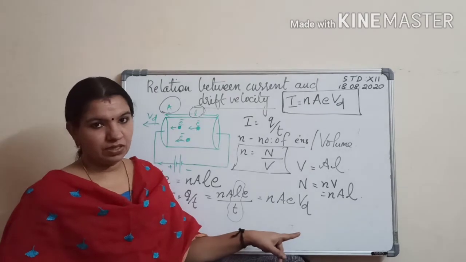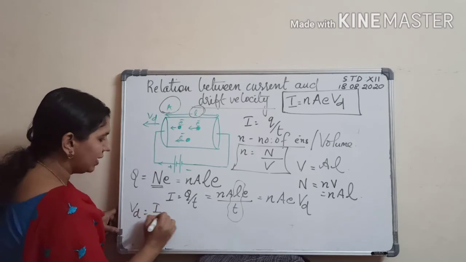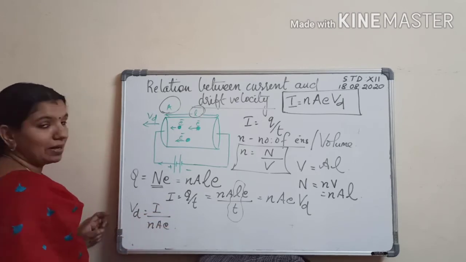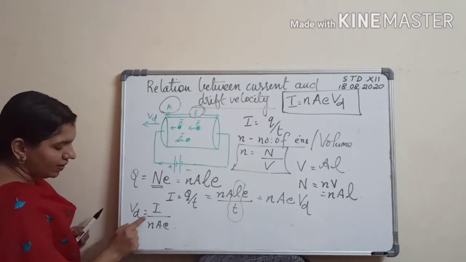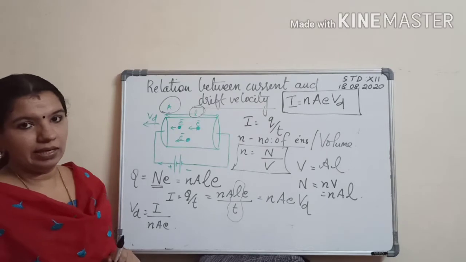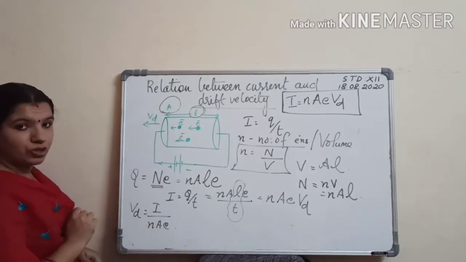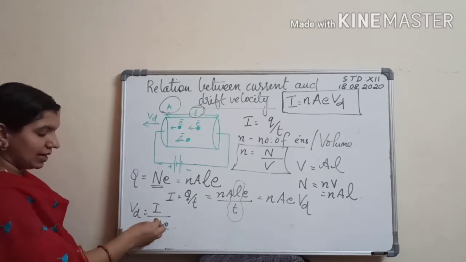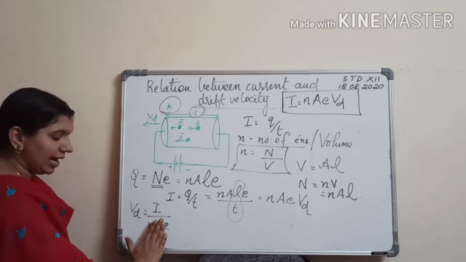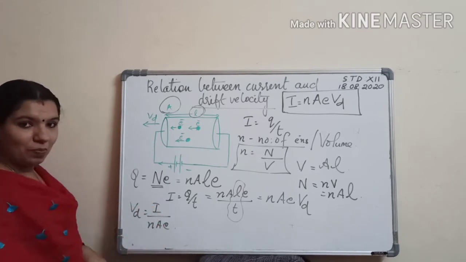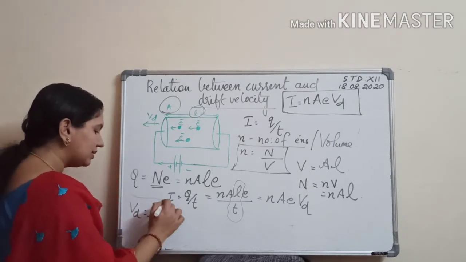Understand? So what is Vd from this equation? Vd is I by nAe. So for a constant current, I can say Vd is inversely proportional to area. If area increases, the velocity decreases. Now for constant area, I can say Vd is directly proportional to current. You got the point? So that's all for the derivation here.